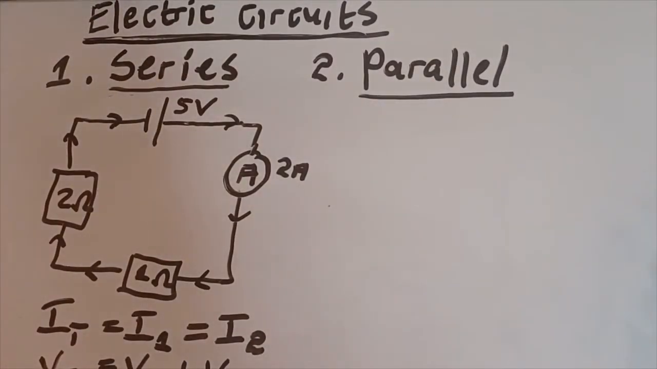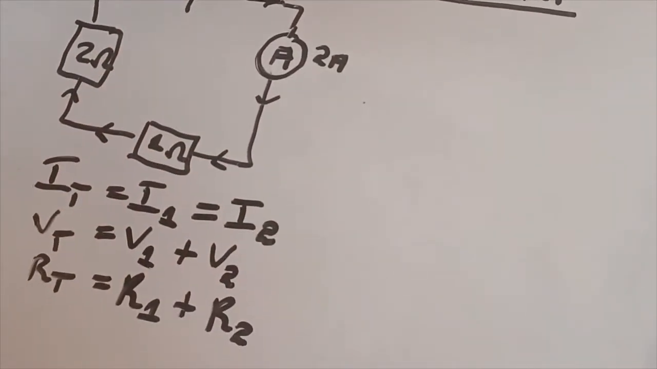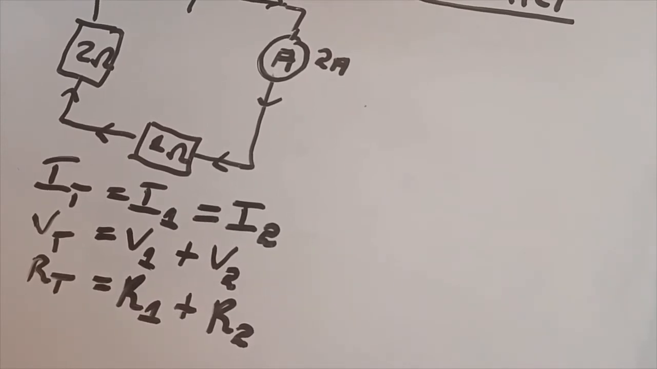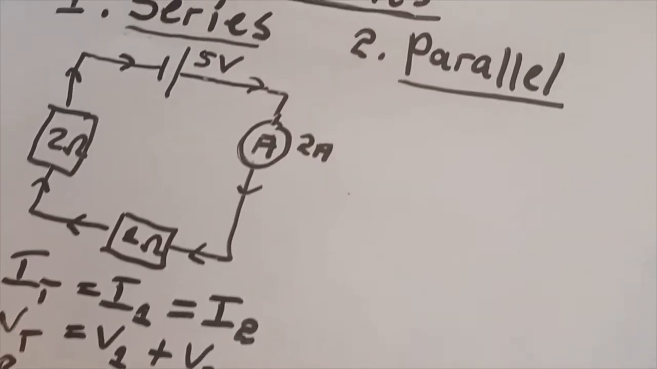Okay, then let's see about resistance. The total resistance is going to be resistor 1 plus resistor 2. So the total resistance of this circuit is going to be 2 ohms plus 1 ohm, which is 3 ohms. I hope you are able to see that. I think it doesn't appear. Okay, this is what I've done here: total resistance equals R1 plus R2. I hope you are able to see that.